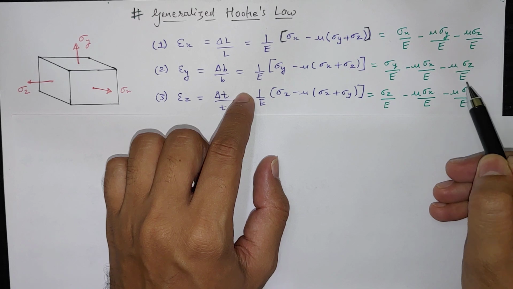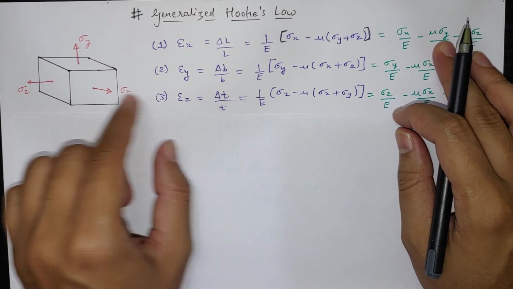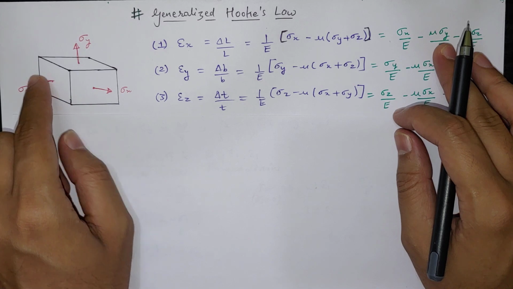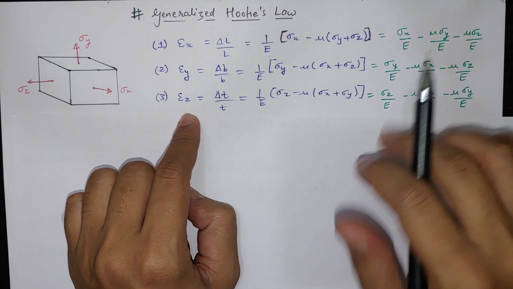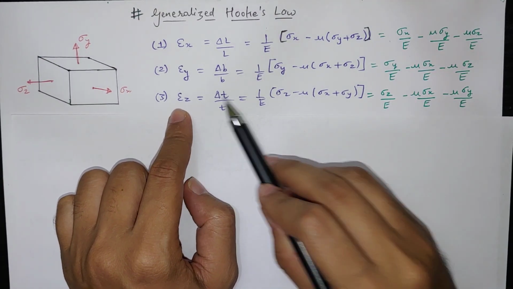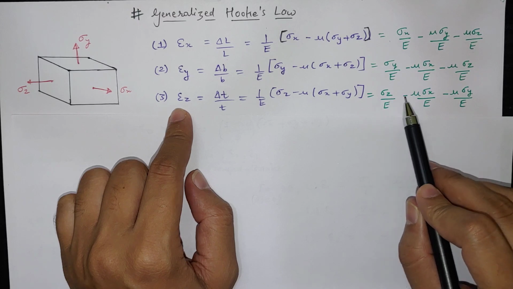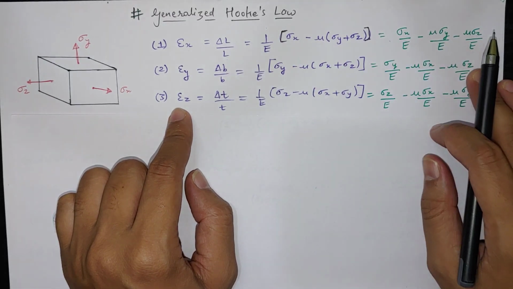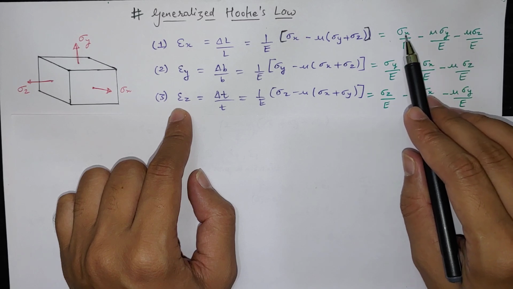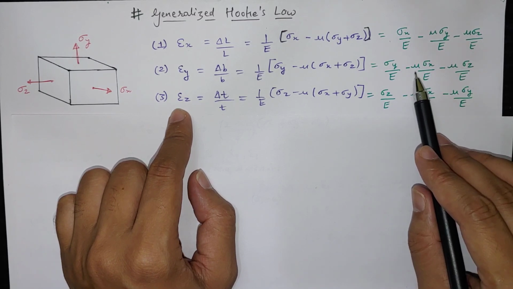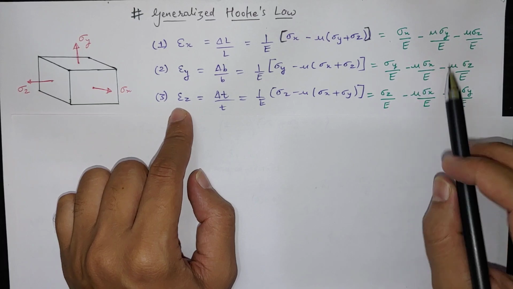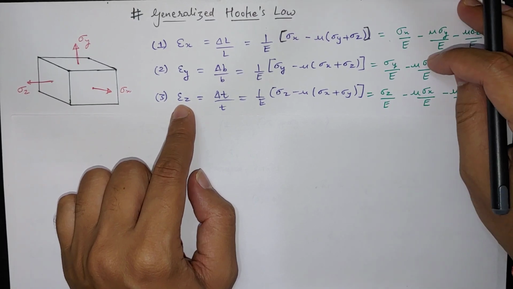And similarly for z also, z is trying to increase length in z direction, but it's trying to decrease length in the other two directions. And the same goes for epsilon z: sigma z by E minus mu sigma x by E minus mu sigma y by E. So this is generalized Hooke's law. We simply have to put the values of sigma x, sigma y and sigma z, and we will be given a Poisson ratio something like 0.3, 0.33 or 0.4 in the question.